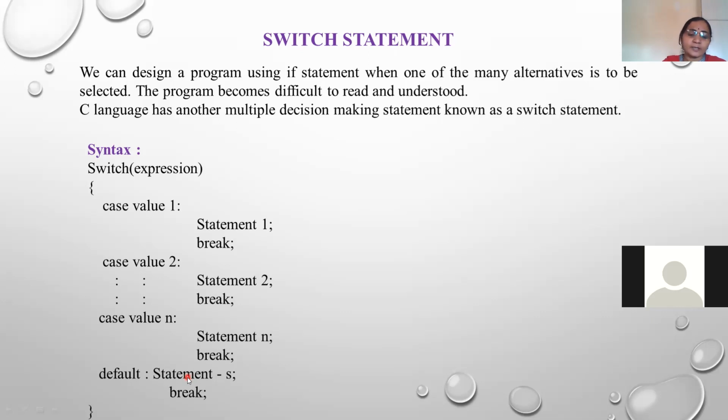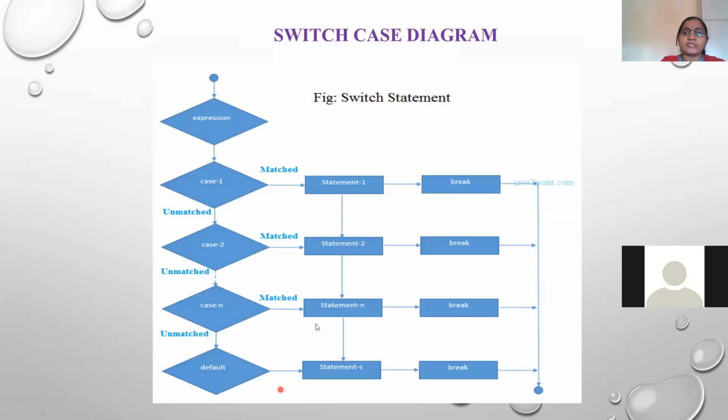After the evaluation, the break statement transfers the control out of the switch body, and you will get a clear idea with this figure. This is the simple flowchart of the switch statement. Here, this is the continuation symbol. Expression means the test condition, and it is included in a diamond box.